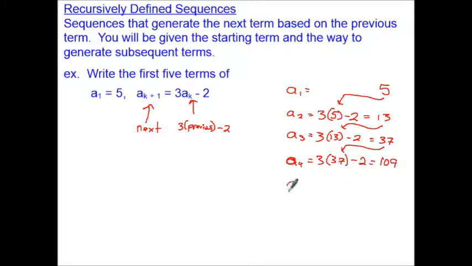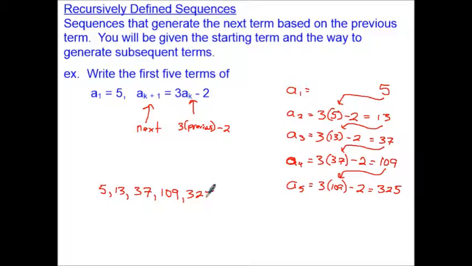And yep, getting out of control here, but hopefully I haven't lost you. Okay, again, put the previous guy in there. 3 times 109 minus 2 is going to give me 325. Okay, so just to have a nice clean answer here, the first 5 terms are 5, 13, 37, 109, and 325. Okay, hopefully that made sense.